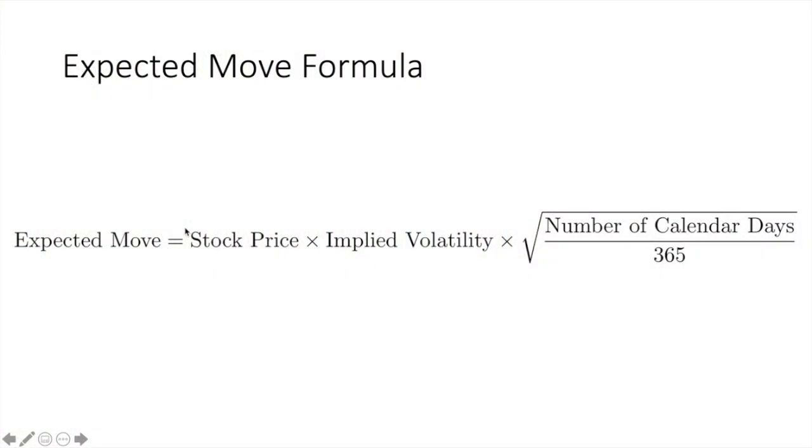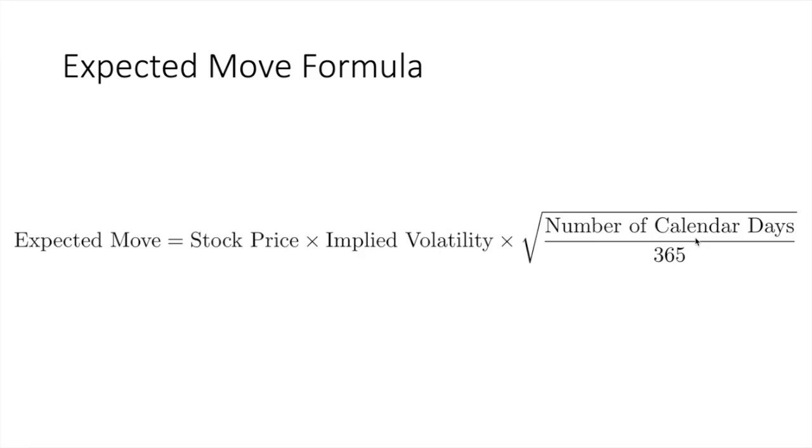Okay, so let's get into the meat and potatoes, and we'll dive deeper into what I'm talking about here. To explain expected move, let's look at the expected move formula. There are three variables: the stock price, the implied volatility of the stock, and the days till expiry, or the calendar days.